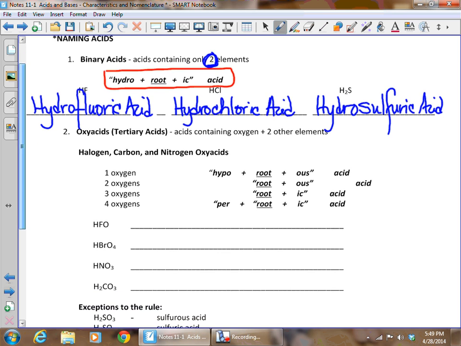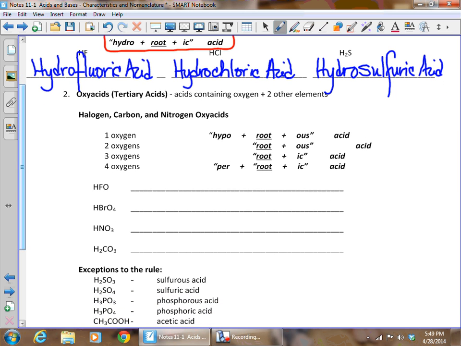If, on the other hand, the acid has more than 2 elements in it, it's got hydrogen plus another element plus oxygen, then you're dealing with an oxyacid, sometimes called a tertiary acid. There are some definite rules that most of these tertiary acids or oxyacids follow, and the ones that follow the rule are the halogens, carbon, and nitrogen oxyacids. If there's one oxygen, it's all about how many oxygens there are. If there's one oxygen, then we start with hypo for the prefix, we use the root, we end it with ous, and we tack acid on the end.